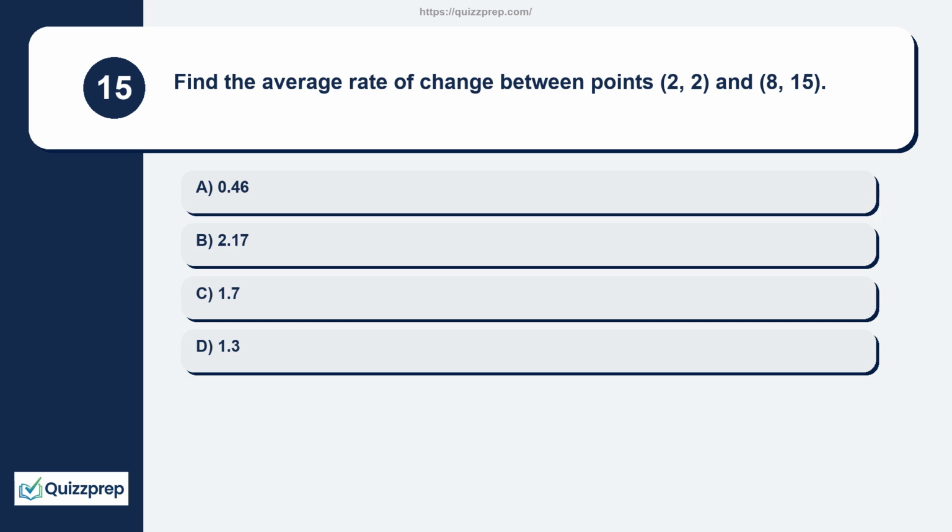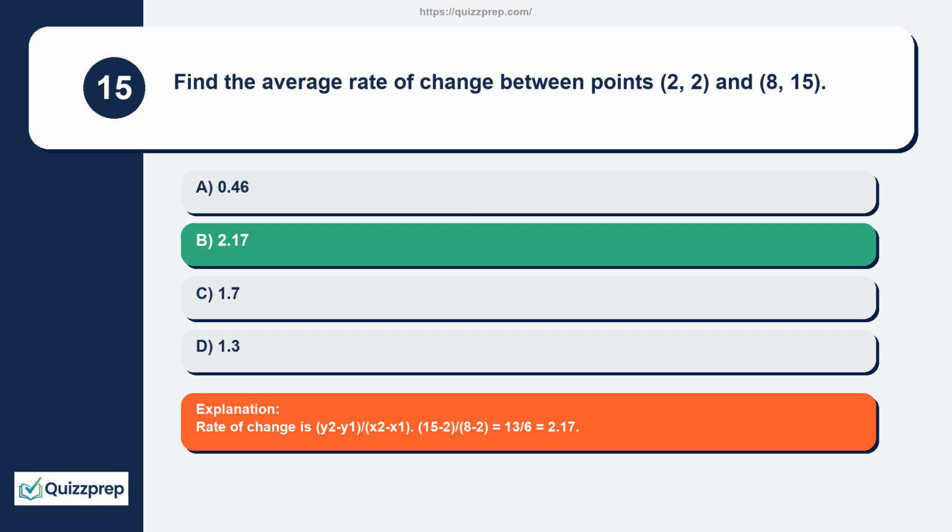Question 15. Find the average rate of change between points (2, 2) and (8, 15). Options: 0.46, 2.17, 1.7, 1.3. Rate of change equals (y2 - y1) / (x2 - x1). 15 minus 2 over 8 minus 2 equals 13/6 equals 2.17.